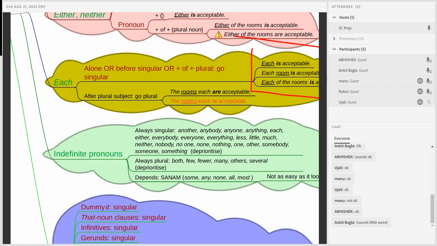Manu saying doesn't sound okay. Abhishek is sound okay. Ankit saying weird. Yeah, I get that. It probably will sound weird. Again, when do things sound weird? Rahul saying weird but okay. When do things sound weird?